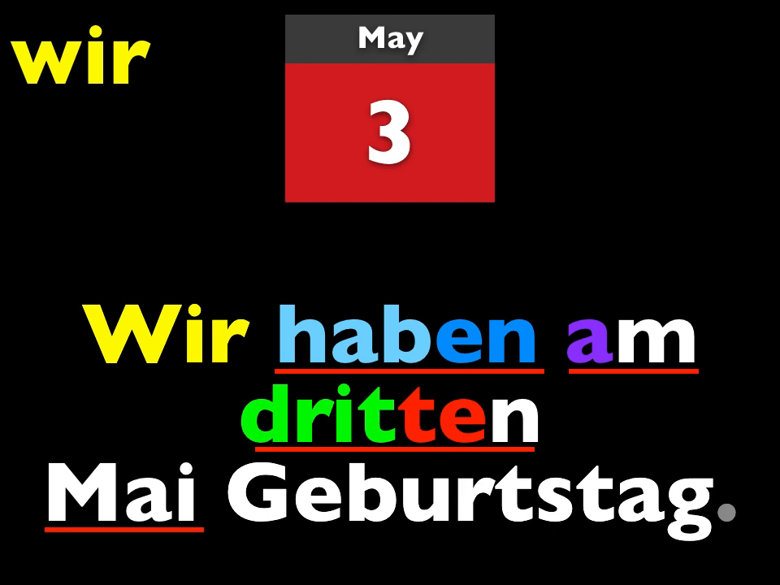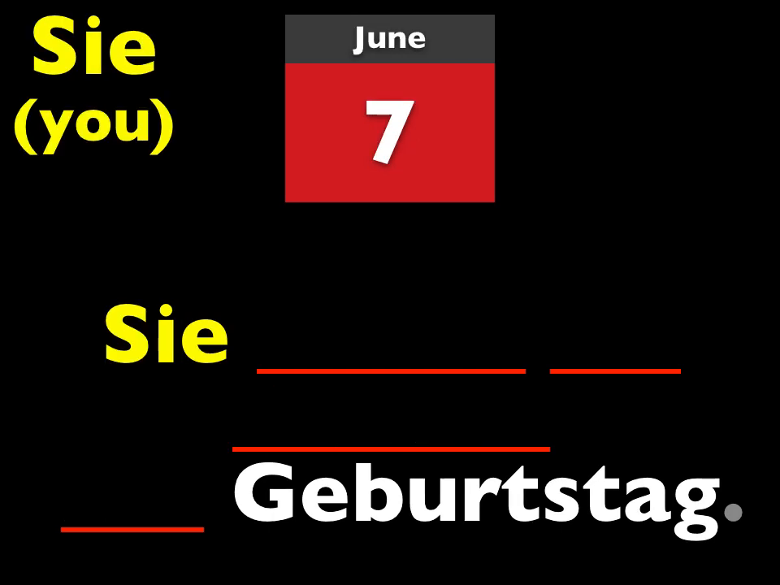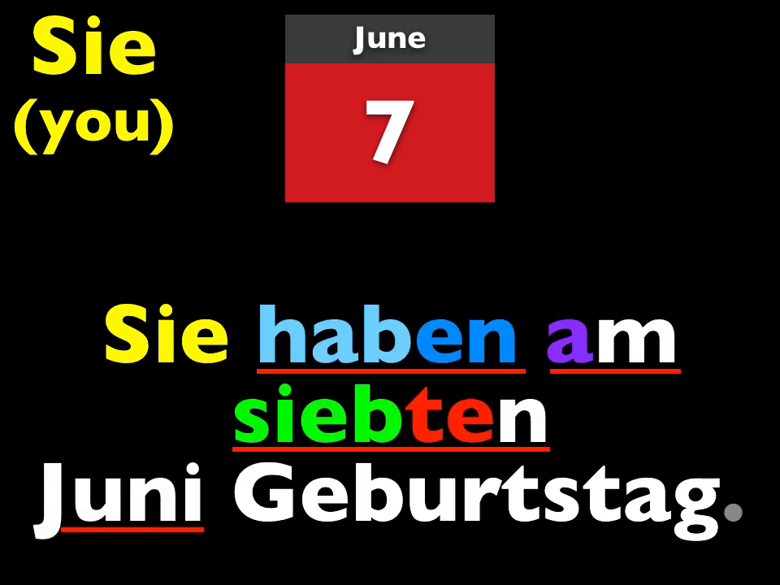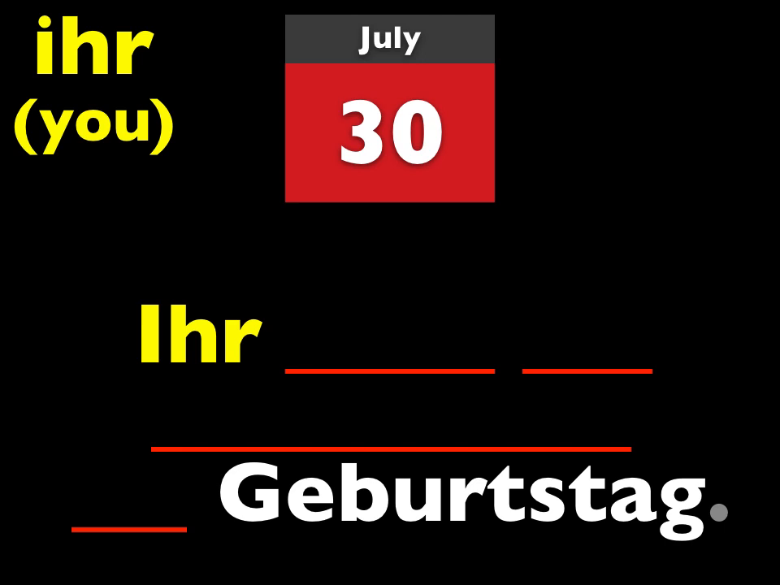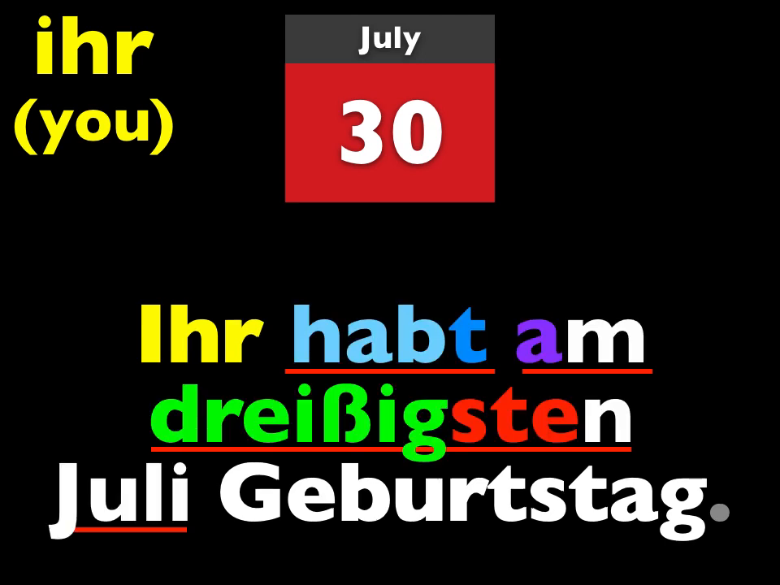It is not unlikely for two people to have the same birthday, and twins almost always do, so this can be said, we have a birthday on the 3rd of May. Let's continue. Sie haben am 7. Juni Geburtstag. Ihr habt am 30. Juli Geburtstag. Again, ihr means you in formal plural, so you are talking to perhaps two friends who happen to have the same birthday, or two children, maybe twins, or two family members celebrating the same birthday.